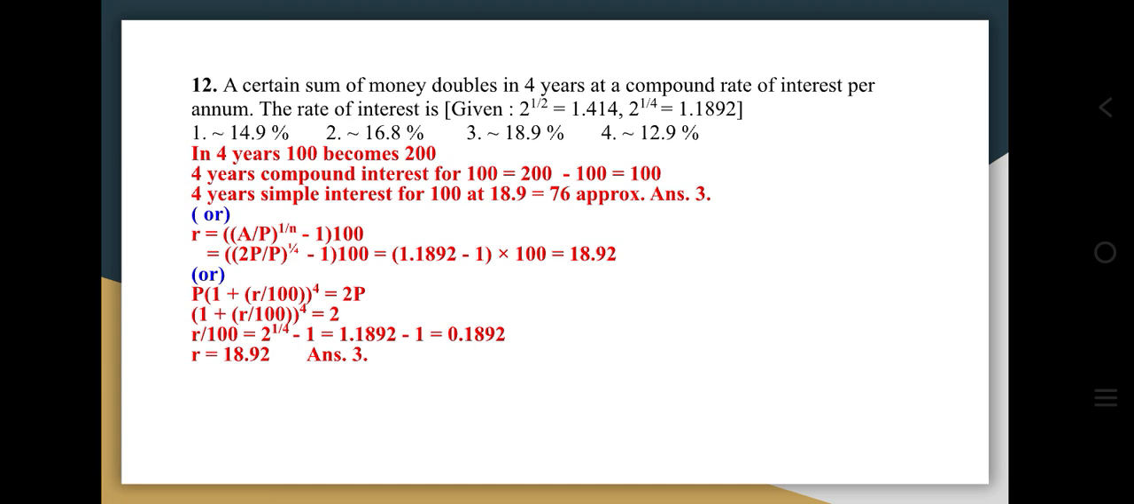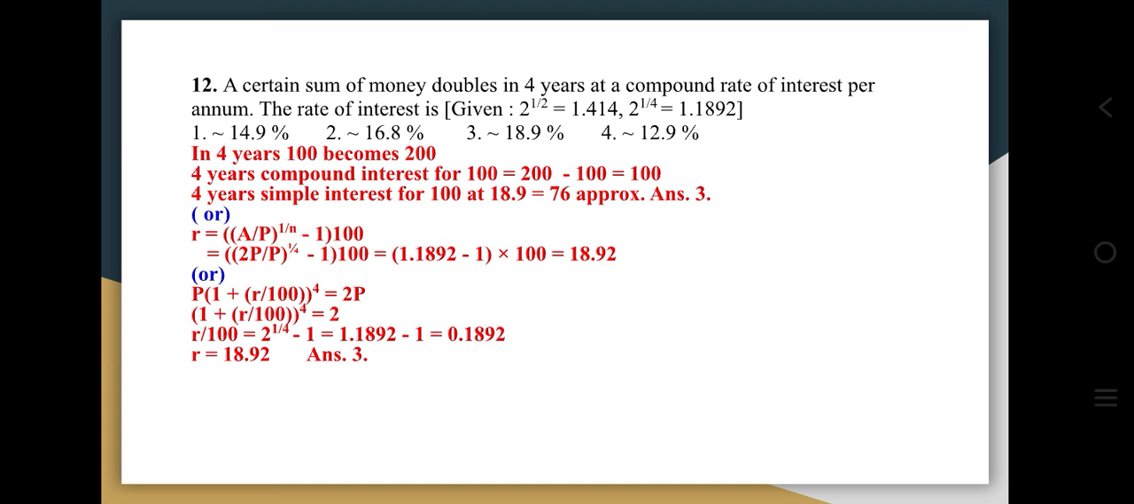A certain sum of money doubles in 4 years at a compound rate of interest per annum. The rate of interest is to be found. Given 2 power 1 by 2 is 1.414 and 2 power 1 by 4 is 1.1892. If you see the choices, it is 14.9, 16.8, 18.9, 12.9.